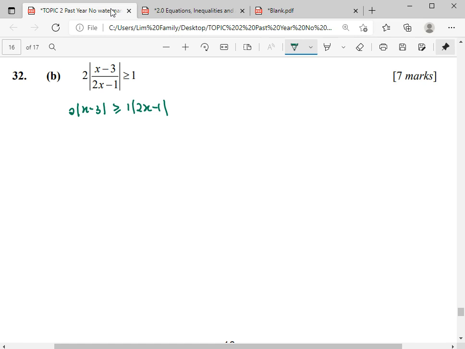Be careful here: when we move our denominator to the right hand side, we always need to mention that our denominator cannot equal 0. Our x cannot take the value of 1 over 2. So later on, we need to take out this answer. X cannot be 1 over 2.